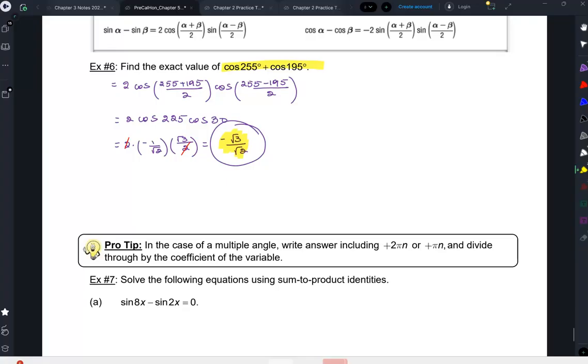No, because we're not rationalizing the denominator anymore. In the book, it'll be negative root 6 over 2 because they rationalize, but we don't need to rationalize. So it'll be this.